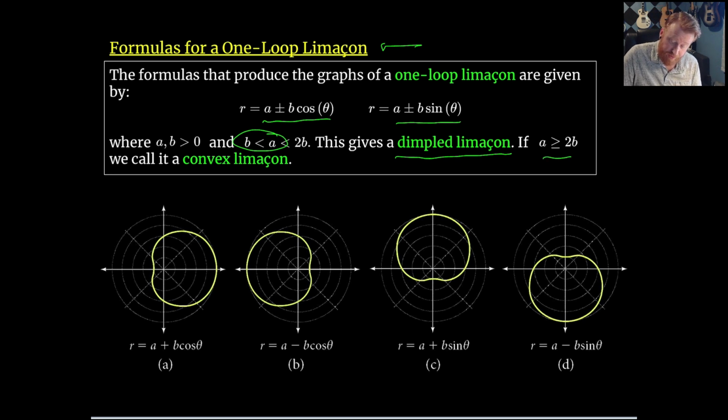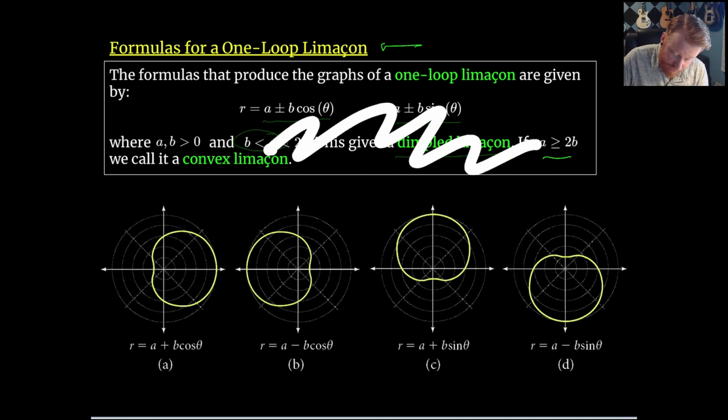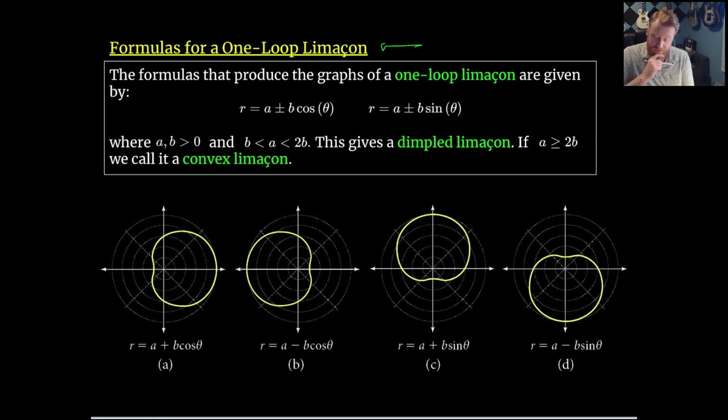If a is bigger than or equal to 2b, we get something called a convex limaçon, and it looks the same, but the dimple isn't as pronounced. We just kind of end up getting this flat side. For these convex ones, you end up getting a flatter side. They start to look more and more circular as you go. But the dimpled ones are a little bit more interesting because they have a bit more of a shape to them. So those are mostly what we will see here. But there we go. Those are one-looped limaçons.